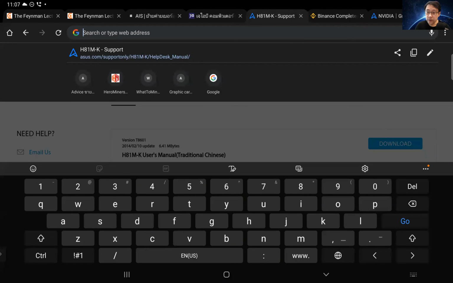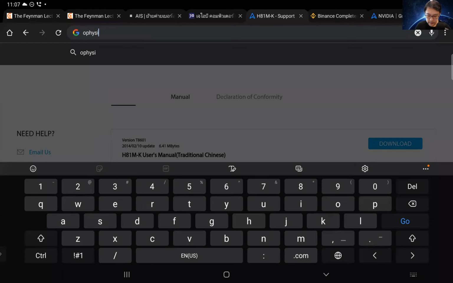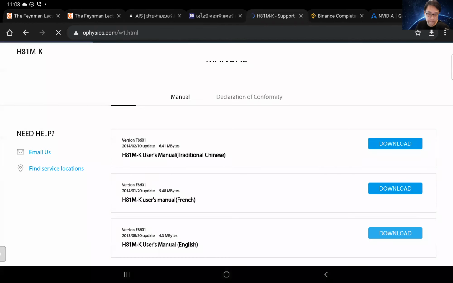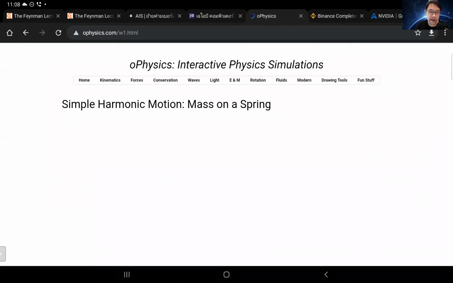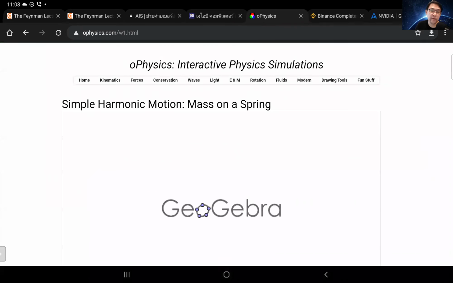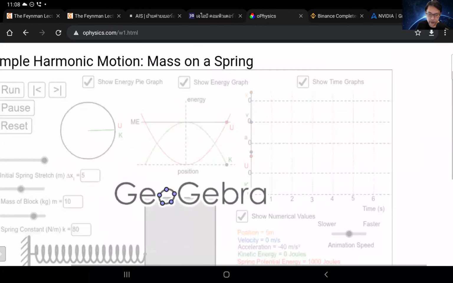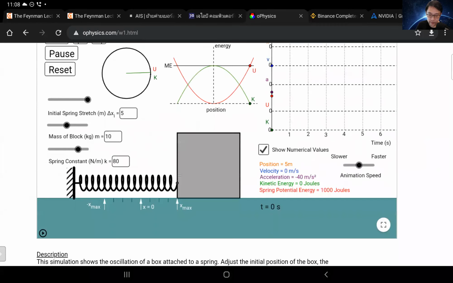So let's do what? Oh, physics. Okay, .com. I should have done the search myself. It's a w1.html. Okay. There you go. All right. So it's a simple harmonic motion mass on spring. This is very good. And it used the GeoGebra engine. So it's supposed to be good.